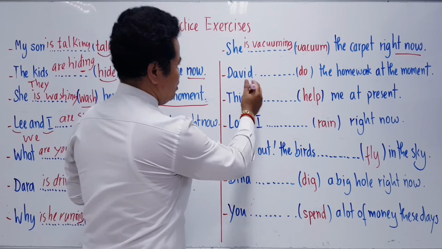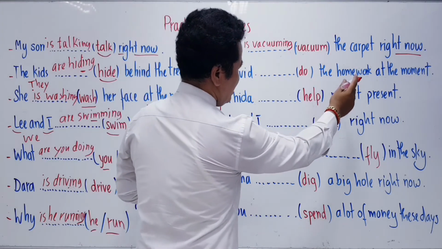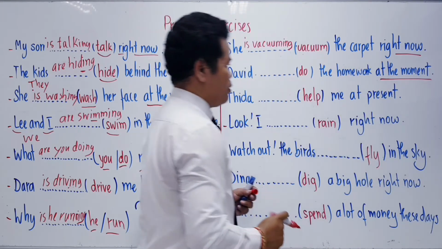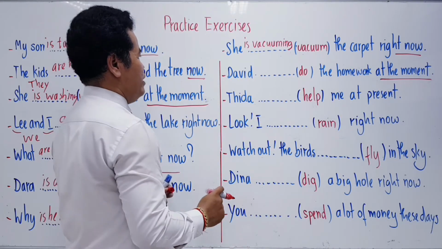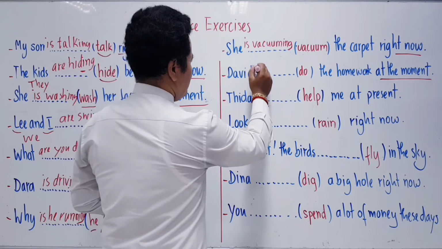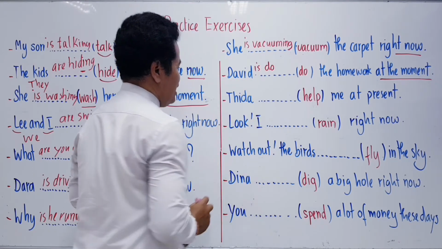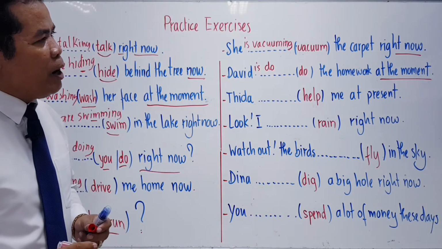David, look at this one. David, homework at the moment. Present progressive. Right now, present progressive. Okay? So what do we have now? David is, what's that? Do. Can I say David is do homework at the moment?